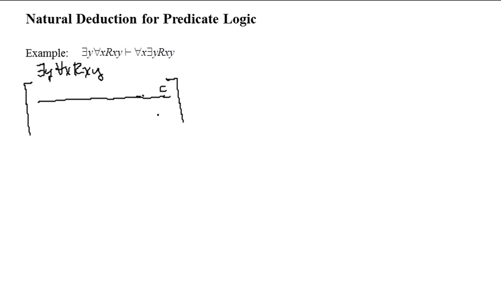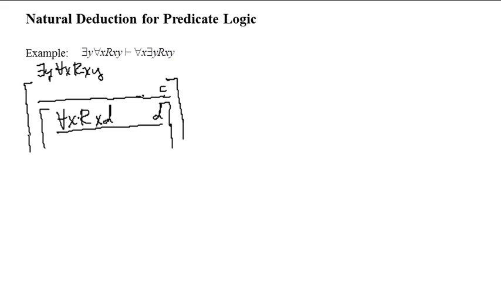But what I'm claiming here is that now I can introduce a new constant, let's say d, in a subproof. And here my assumption is going to be for all x Rxd. Right, I'm saying, well, I know there exists a y that makes this true, so let's call that by the name d. There's my assumption. I'm setting myself up for the elimination rule for the existential quantifier.